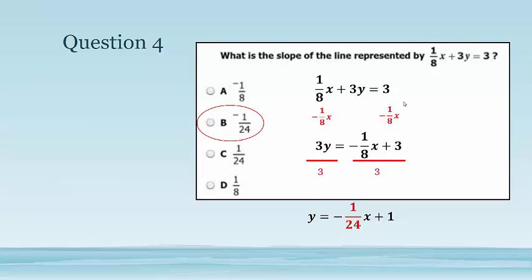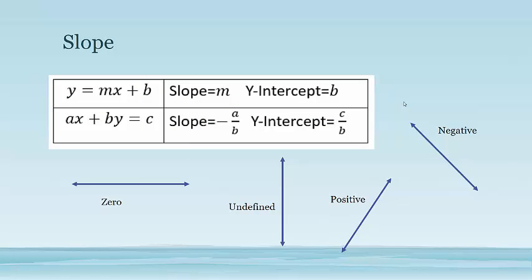So let's do a little summary here. So remember that this is a slope of 0. This is undefined. This is positive. This is negative. Remember your m. Whatever's next to the x when you have it solved for y is your slope. And the b is the y-intercept.